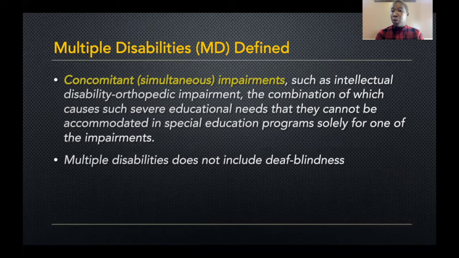Orthopedic, as the name suggests, bone. So they might have an impairment with their bone or joint. So a physical disability, in other words, coming together, the combination of which causes severe educational needs. They cannot be accommodated in special education programs only for one of the impairments. So they might have to be accommodated in a variety of different programs, not just special education programs. They might need some rehabilitation program in addition to special education programs.